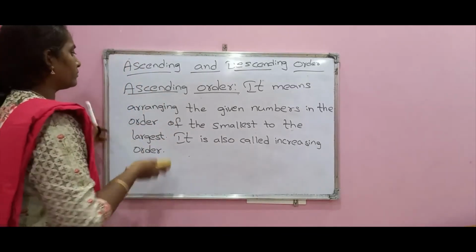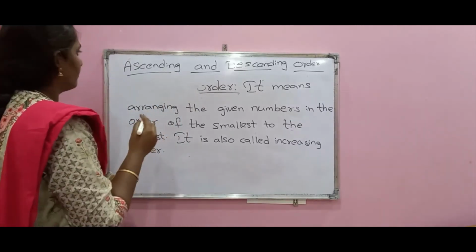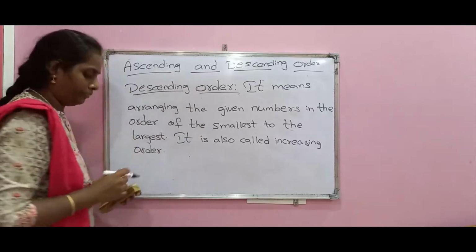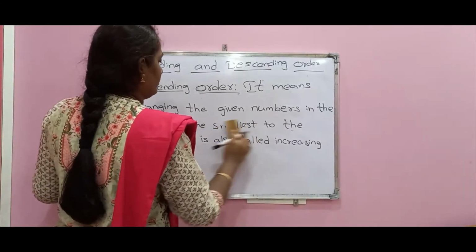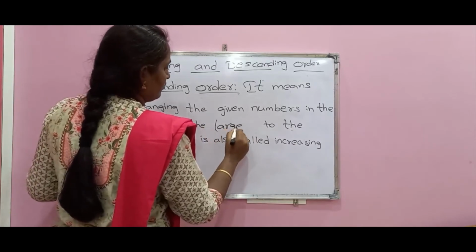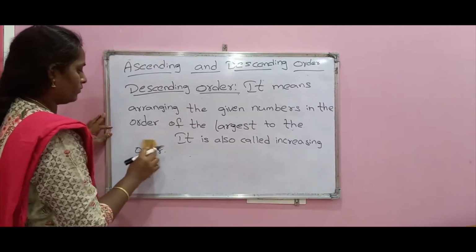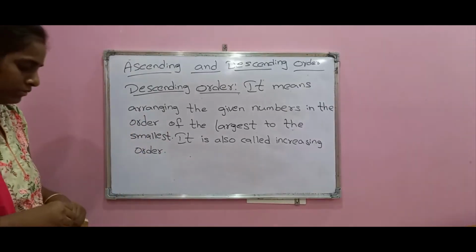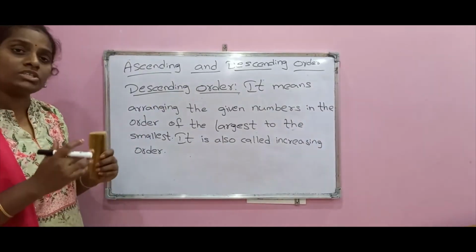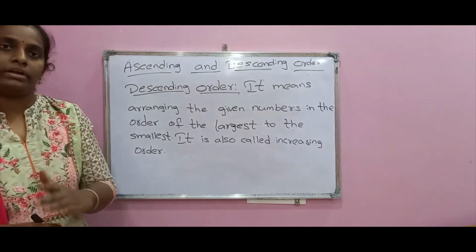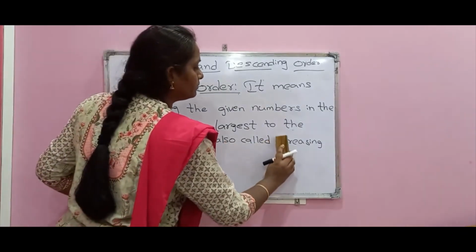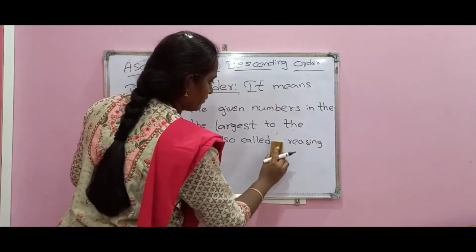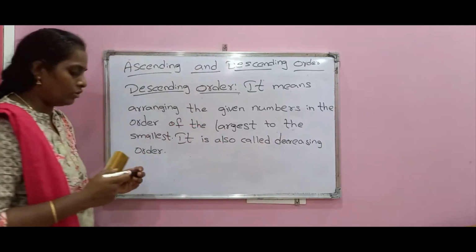Next, descending order. Descending order means arranging the given numbers from the largest to the smallest number. It is also called decreasing order.